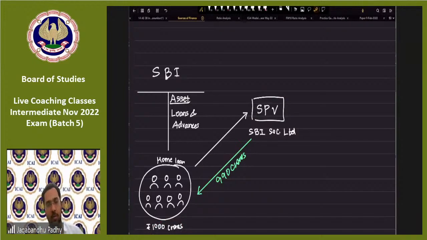Yes or no, guys? So obviously, if SPV comes up with a proposal and SBI is ready to bear a loss of 10 crores against protecting itself from bad debts, SBI will say it's fine, we can go ahead, it's a good deal. There is an upfront loss of 10 crores, that's fine. But the full amount is recovered, right? Correct?